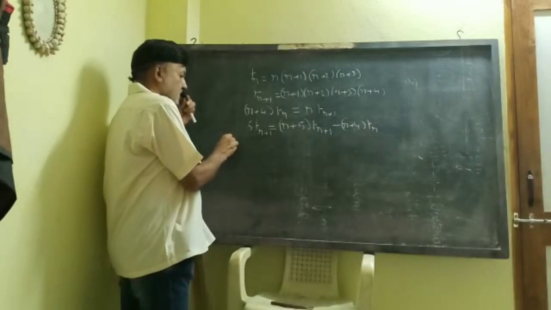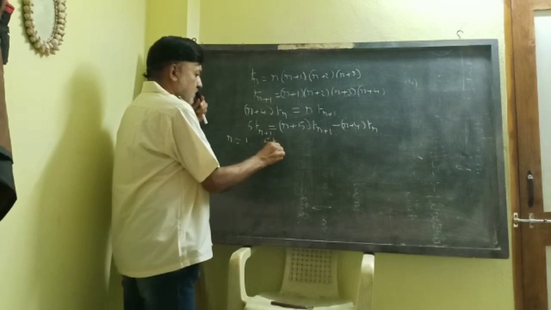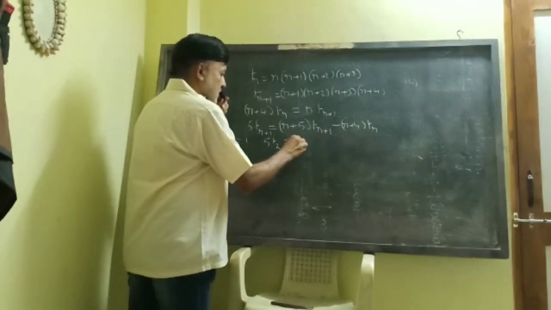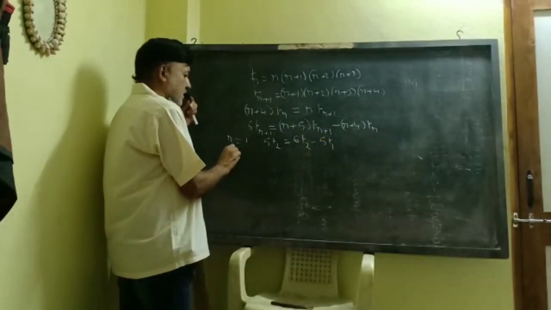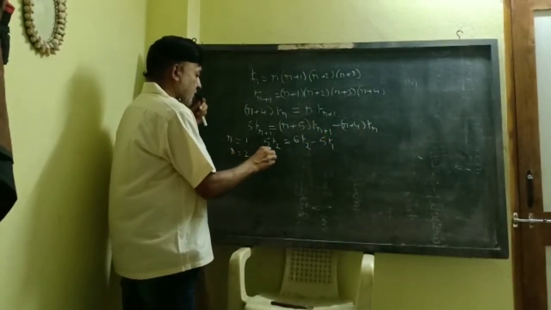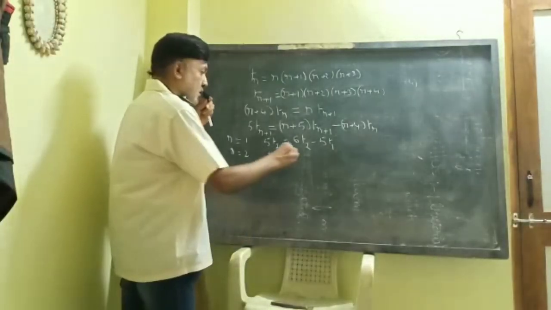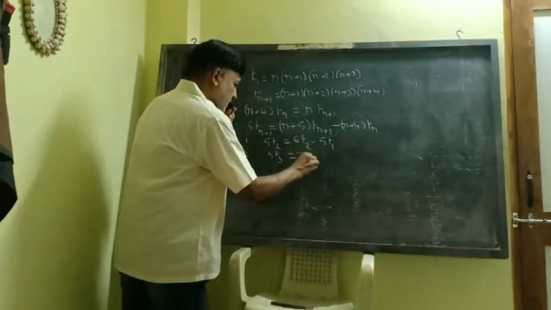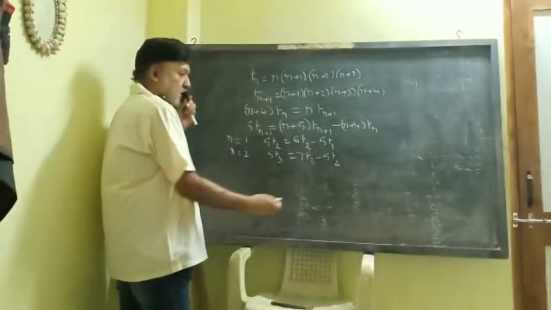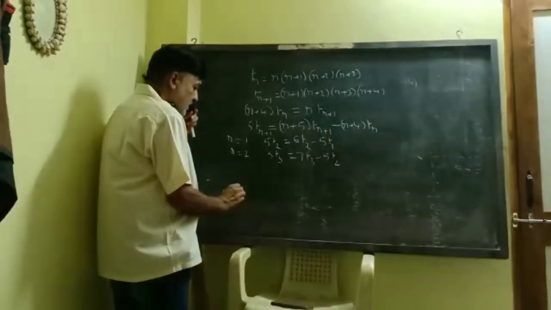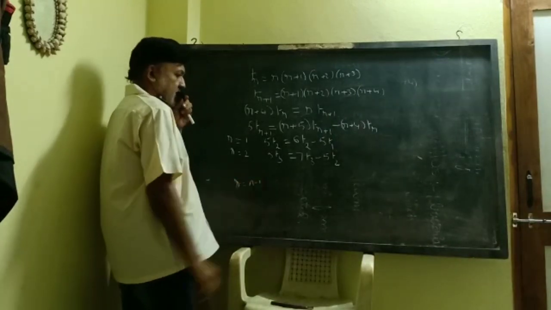Now you arrange your r values. r is equal to 1: 5T2 is equal to 6T2 minus 5T1. r is equal to 2: 5T3 is equal to 7T3 minus 5T2. You go on writing like this. Finally, r is equal to n, or r is equal to n minus 1 otherwise.